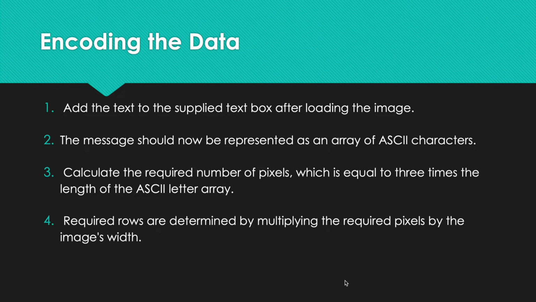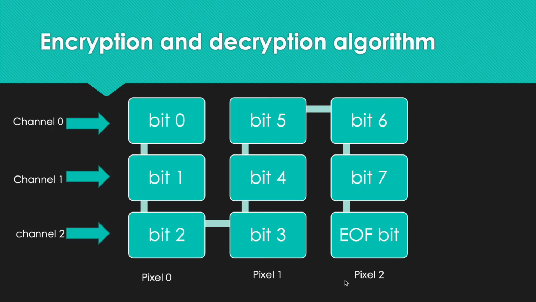Encoding the data. Now this is where our algorithm begins. First we need to add a text file which has to be encrypted. This message should be represented in an array of ASCII characters. Calculate the required number of pixels, which is equal to 3 times the length of the ASCII letter array. Required rows are determined by dividing the required pixels by image width.